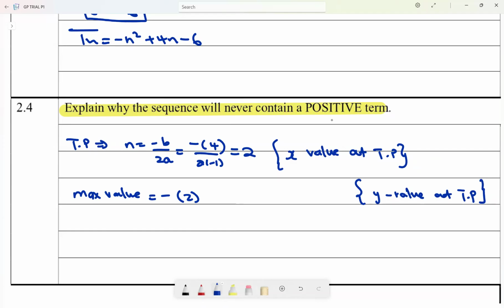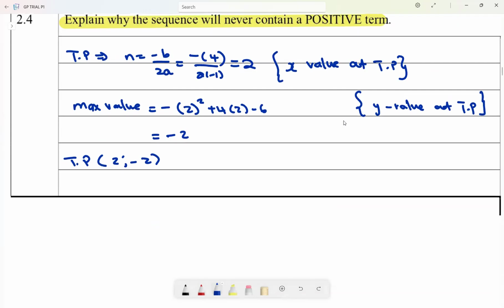So negative 2 squared plus 4 into 2 minus 6. This is negative 4 plus 8, minus 6, which is negative 4 minus 6, that is negative 10. Negative 10 plus 8 is negative 2. So if my turning point has the coordinates 2 and negative 2, can you see now that it forms something like this?